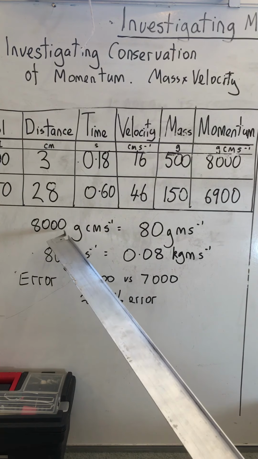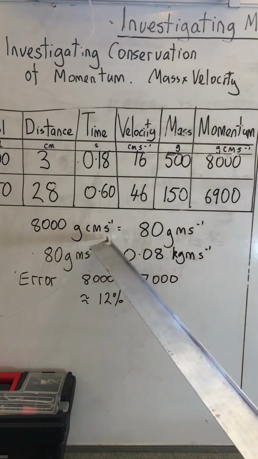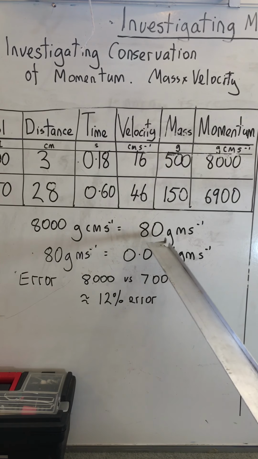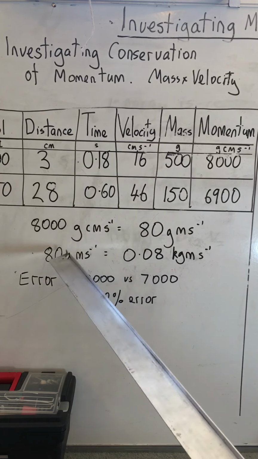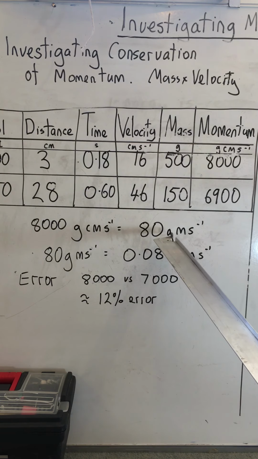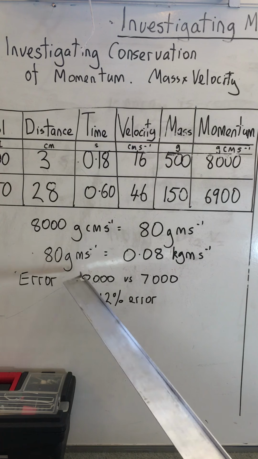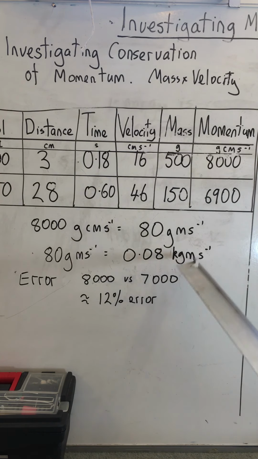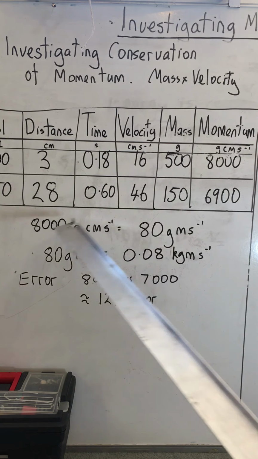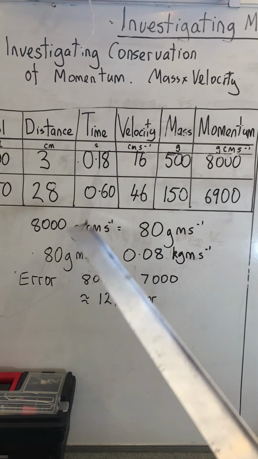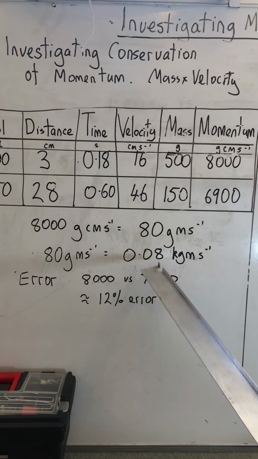Now, what I put here, 8,000 grams centimetres per second, is the same as 80 grams metres per second, because I've divided this down by 100. So that's where that one's come from. And then take it down further, 80 grams metres per second is 0.08 kilograms metres per second. And why I've done this, well, you could get a question in the exam that gives you that number and asks you to express it in that, and they expect you to move the decimal 5 places, and so on.